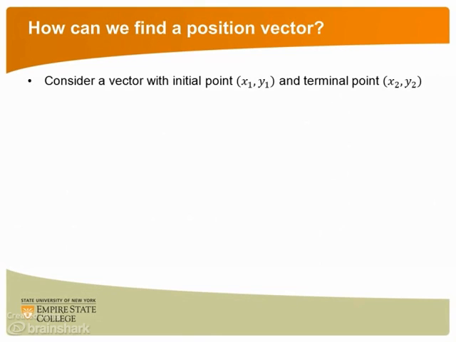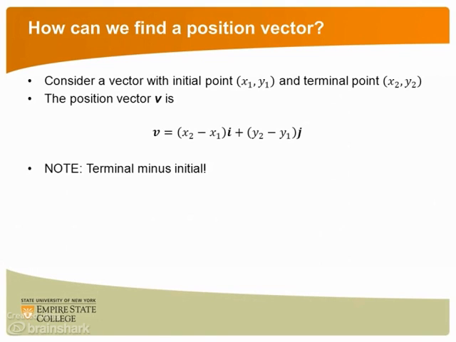Suppose we have the initial point (x sub 1, y sub 1), and the terminal point (x sub 2, y sub 2). How can we find the position vector that is equivalent to this vector? That is, how can we find a position vector with the same magnitude and direction? To do so, we subtract the coefficients for i and j. The position vector equivalent will be the quantity x sub 2 minus x sub 1 times boldface i plus the quantity y sub 2 minus y sub 1 times boldface j.